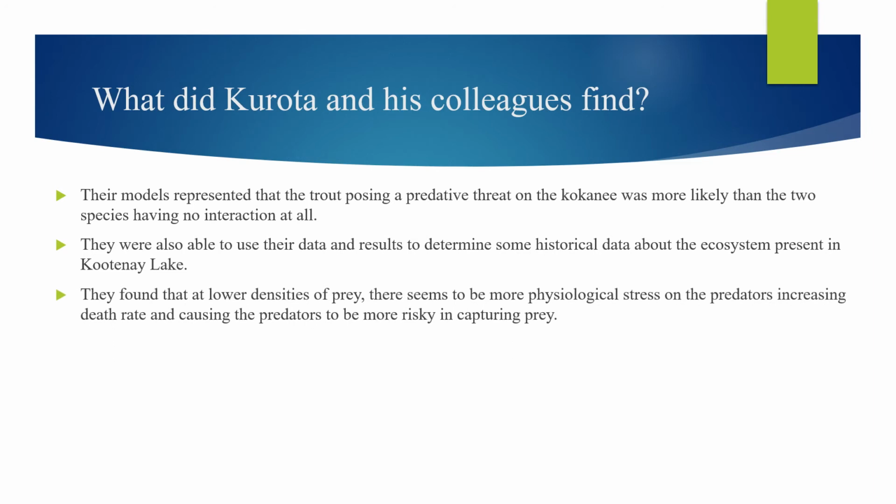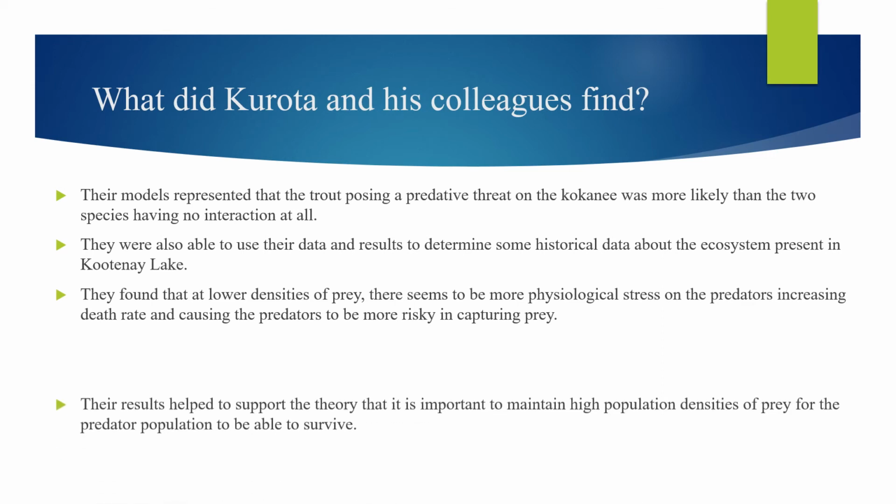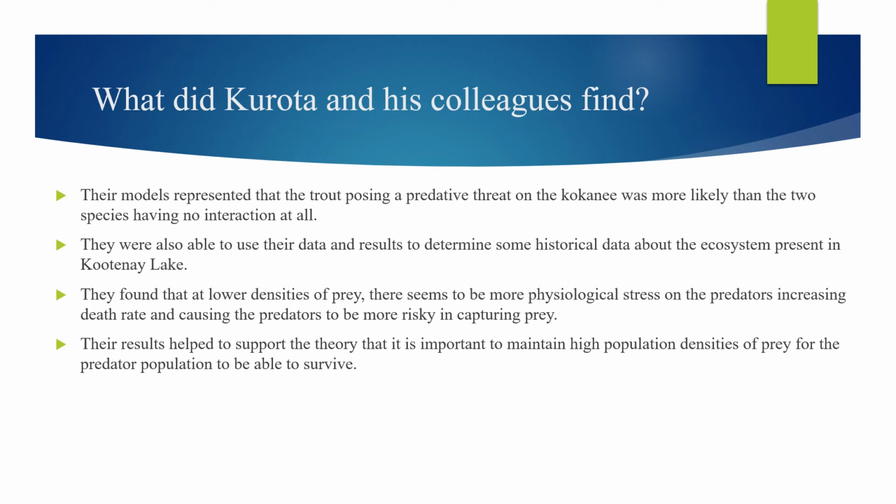They found that at lower densities of prey, there seems to be more physiological stress on predators, increasing death rates and causing predators to be more risky when capturing prey. Their results help to support the theory that it is important to maintain high population densities of prey in order for predator populations to be able to survive.